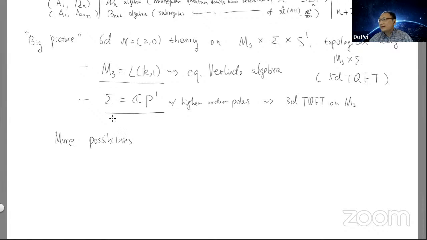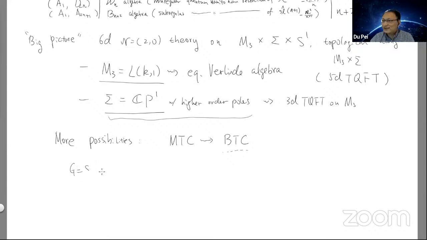For example, if instead we're not having CP1 with higher order poles, but something more general, some of the dictionaries that I mentioned still work. But you want to relax the condition of having more than 10 category to something with less structure, like braided tensor category. And then there is still some nice correspondence between fixed points and simple objects, or some particular nice objects in the braided tensor category. So let me just maybe end with this following example.